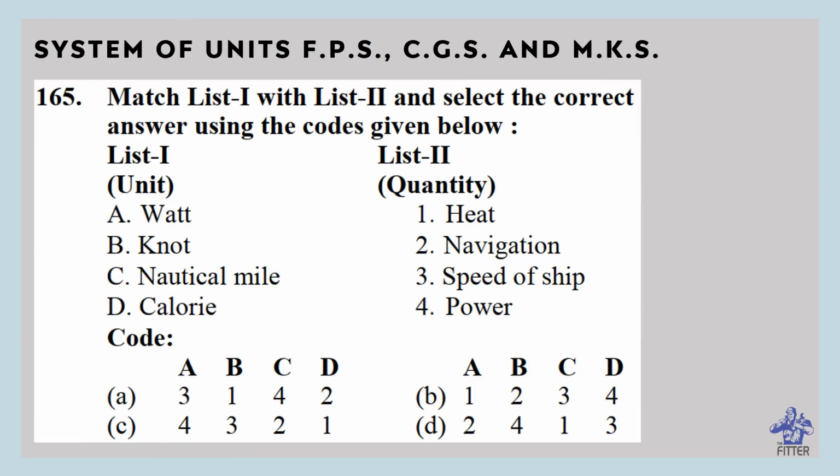Then matching, what is the unit of power. That is 4. Knot, speed of ship. Nautical mile, navigation. 2. Calorie is, that is 4321. Option C.